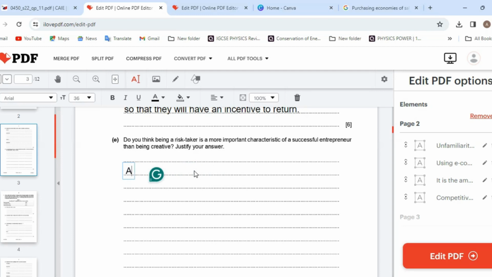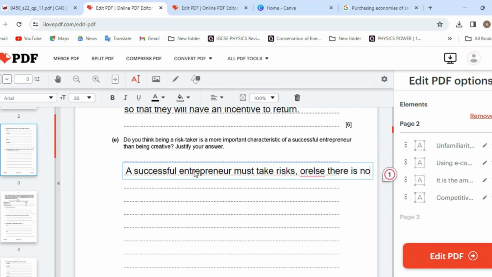Let's say a successful entrepreneur must take risks, or else there is no business. Of course, when the entrepreneur is not taking any risk of starting the business, there is no business. And also taking risk is a way to learn.